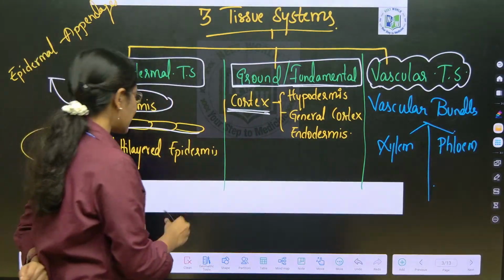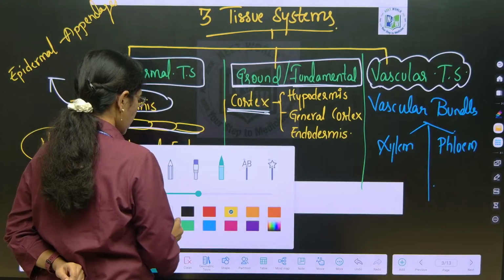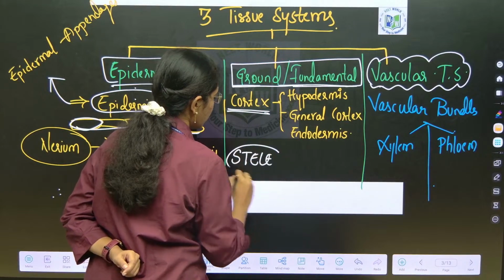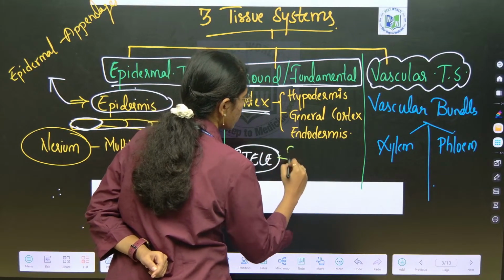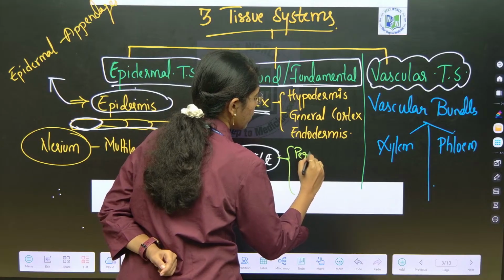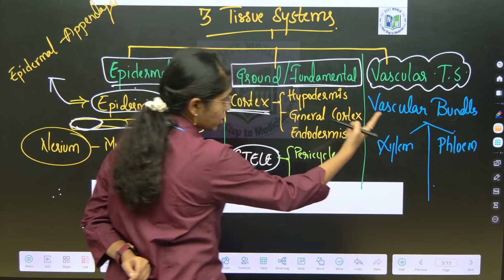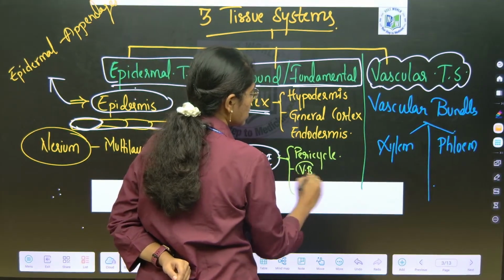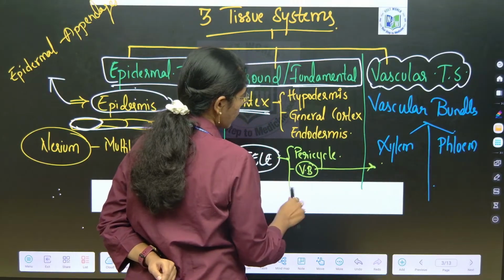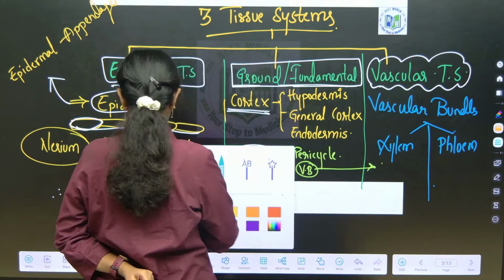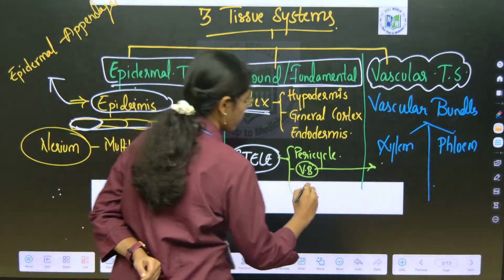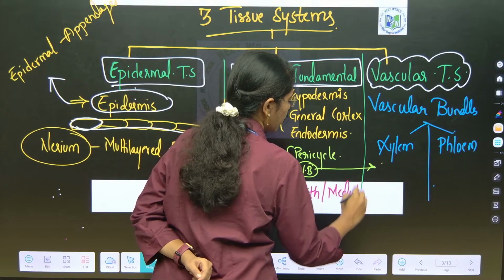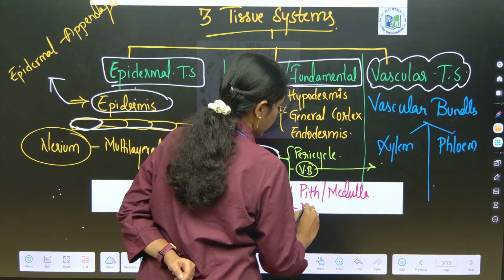After the cortex, the stellar region comes into picture. The stele includes pericycle, vascular bundles, though they come under the vascular tissue system, and it also includes pith or medulla and medullary rays.